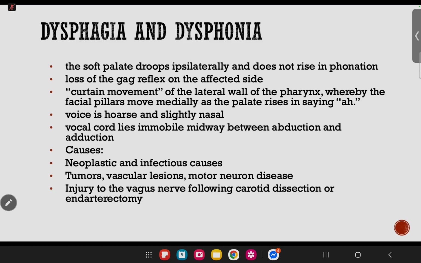So the voice is forced and slightly nasal, and the vocal cord lies immobile midway between abduction and adduction. The vagus nerve may be involved at the meningeal level by neoplastic and infectious processes, and within the medulla by tumors and vascular lesions and motor neuron diseases. The nerve may be involved by infection with varicella zoster virus, and injury to the vagus nerve in the carotid sheath can occur with carotid dissection or following an endarterectomy.